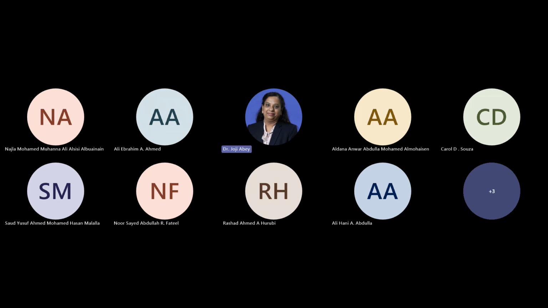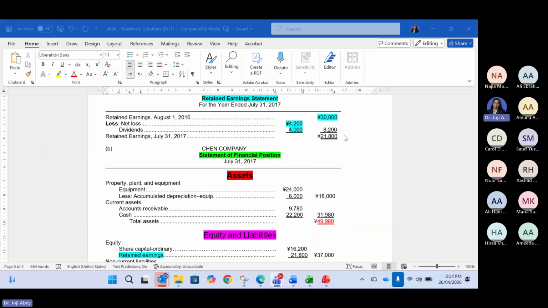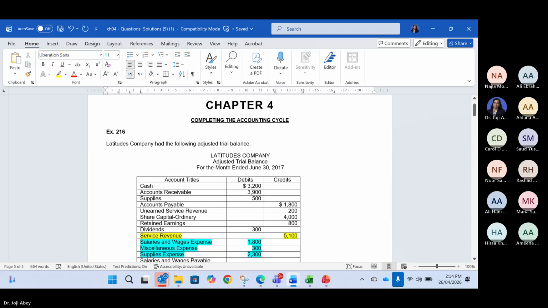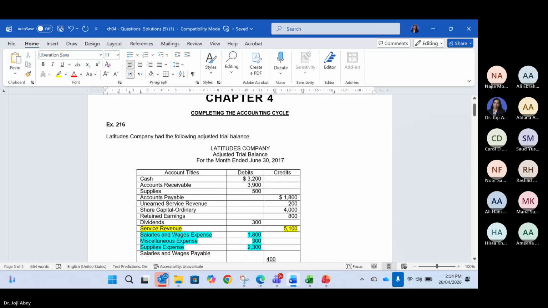You can view the screen. No, it's not visible. Now, can you view? Yes.